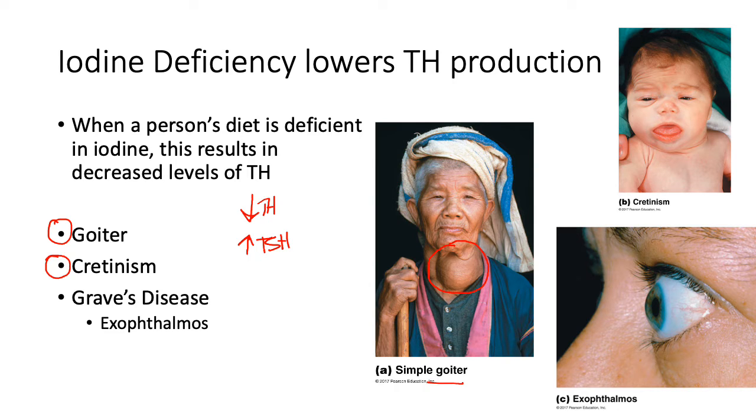Cretinism is another example where we have lowered levels of thyroid hormone in the body, but this specifically happens in infants or during fetal development.